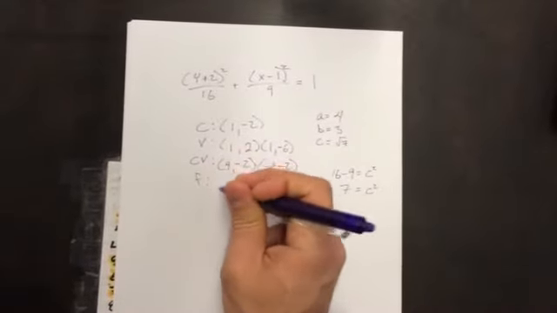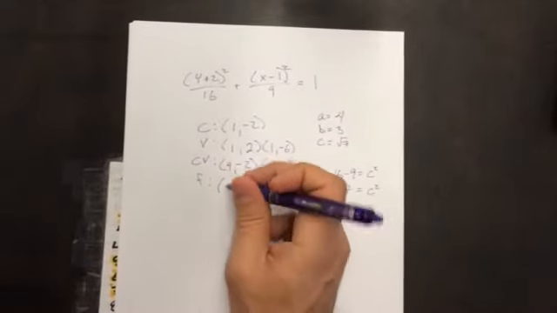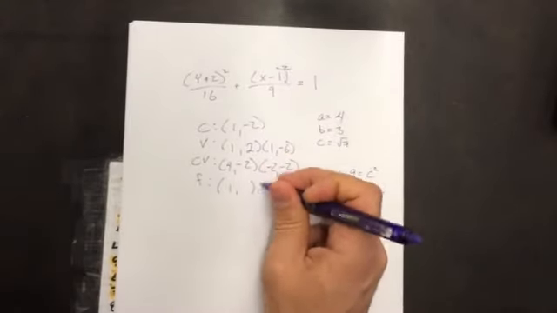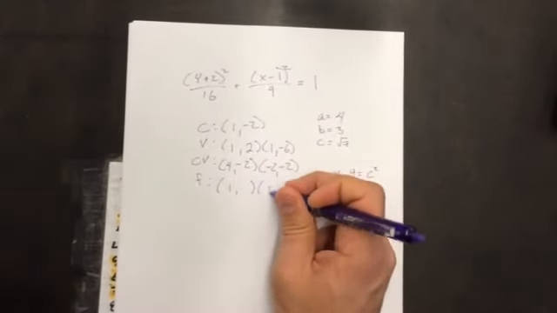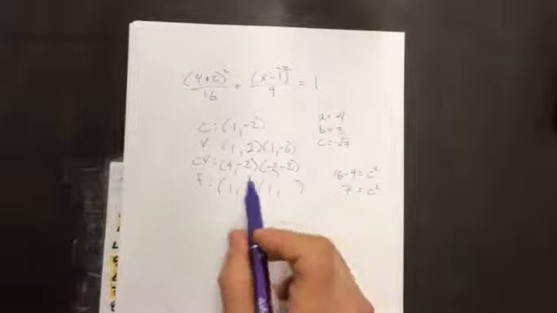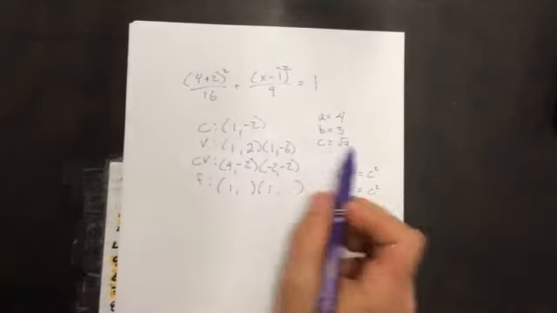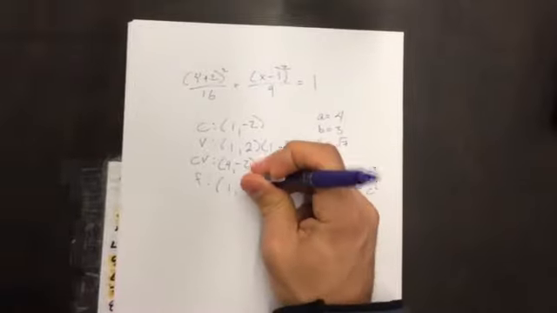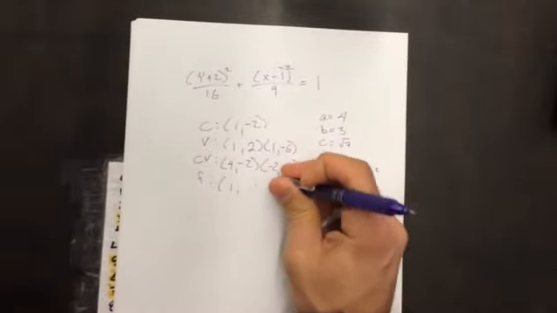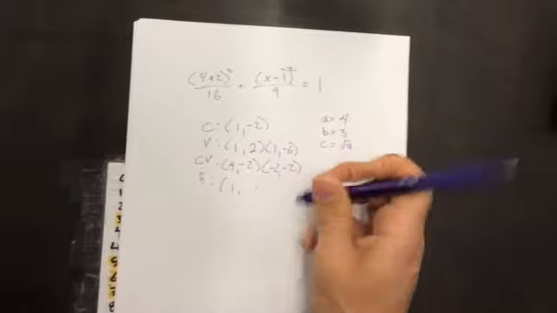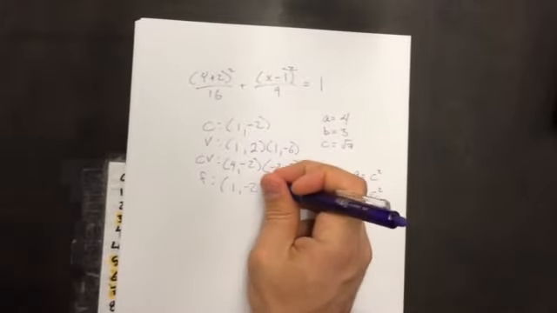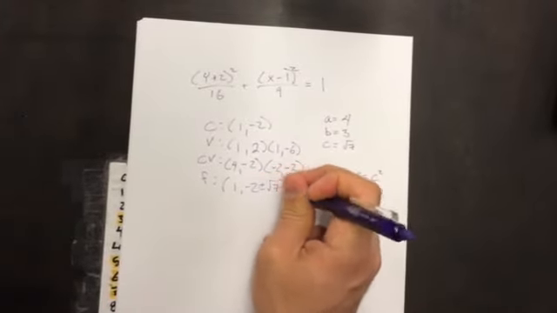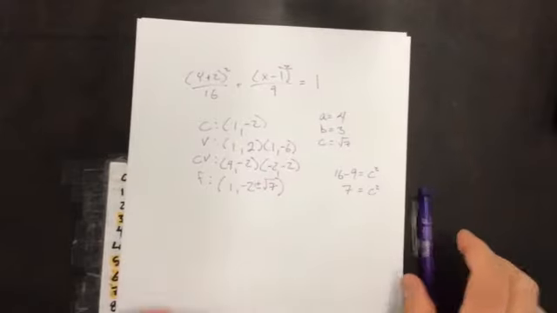And then the foci are going to happen to the y value. So I'm going to do negative 2 plus the square root of 7 and negative 2 minus the square root of 7. Since it's the square root, I'm actually just going to write plus and minus: negative 2 plus and minus the square root of 7. And that's it. Hopefully that makes sense.